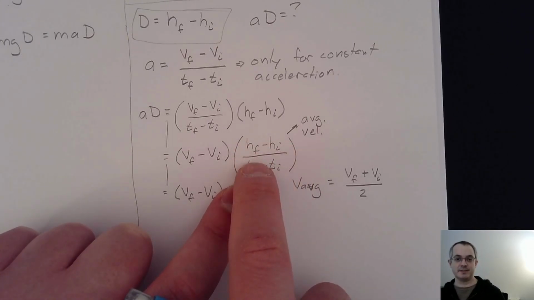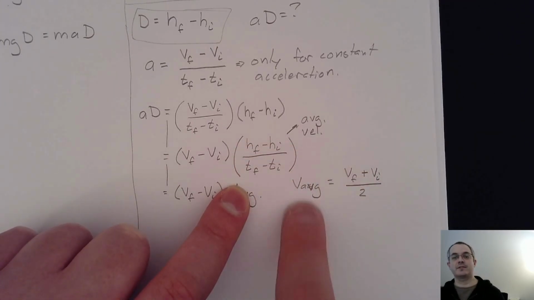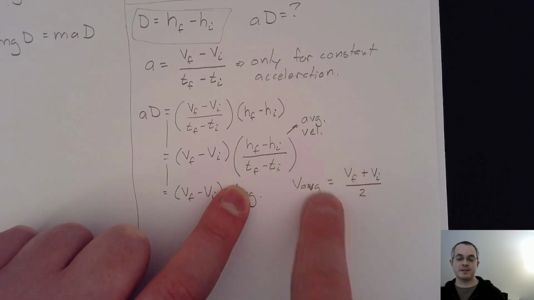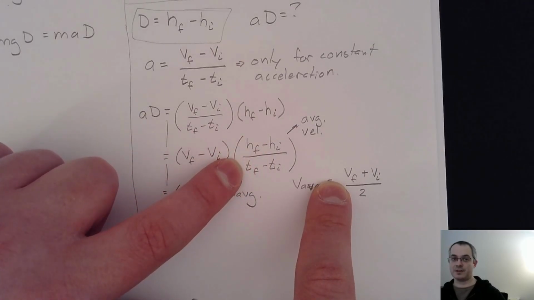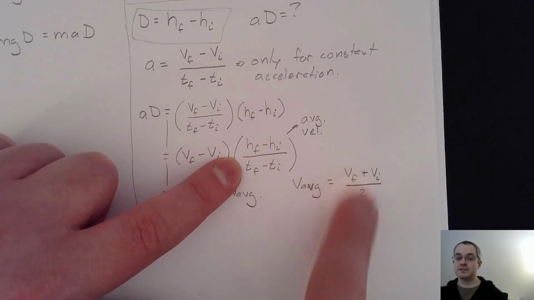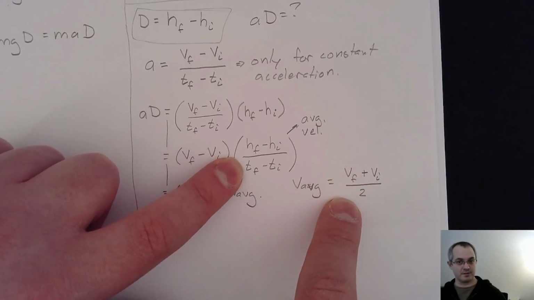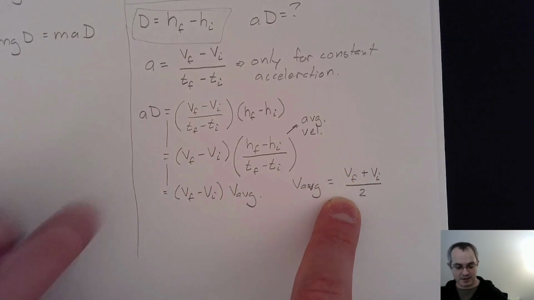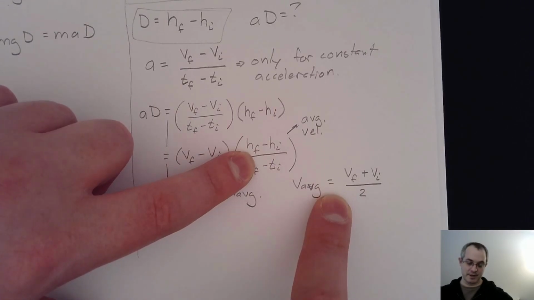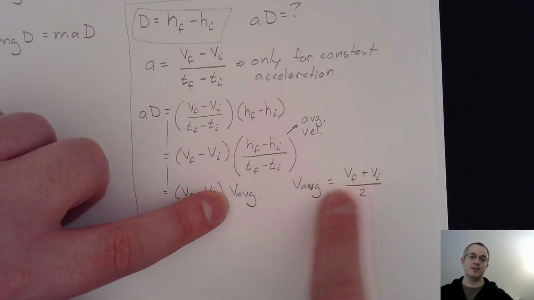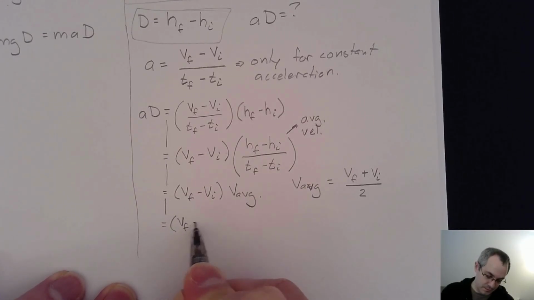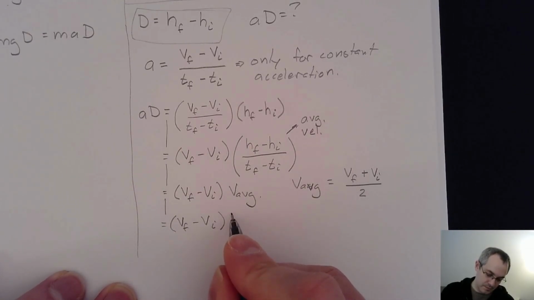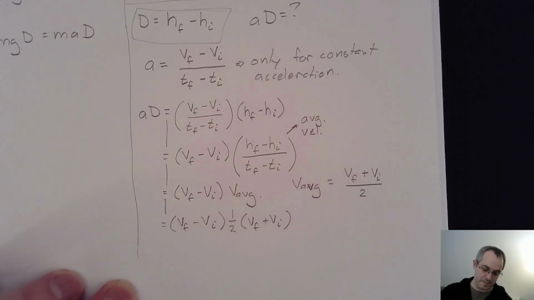This one gets us the average velocity only for constant acceleration. In the other one, acceleration can be anything, and that's just how you would define average velocity. But since we have constant acceleration, that means these two things have to be equal to each other. So we can substitute this expression in for average velocity over here. One half. There we go.